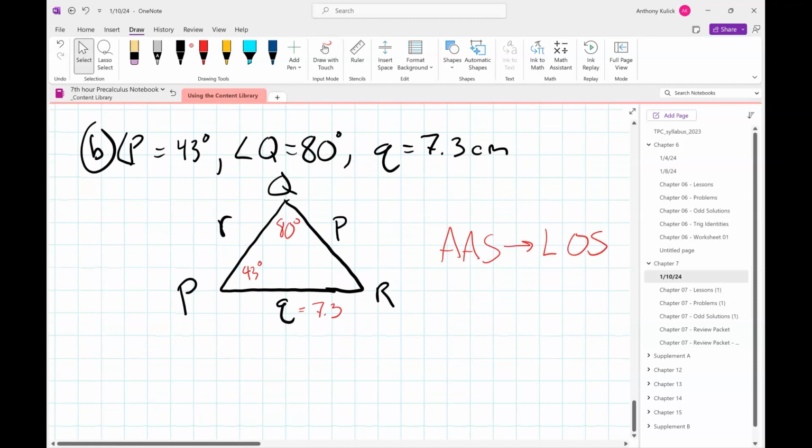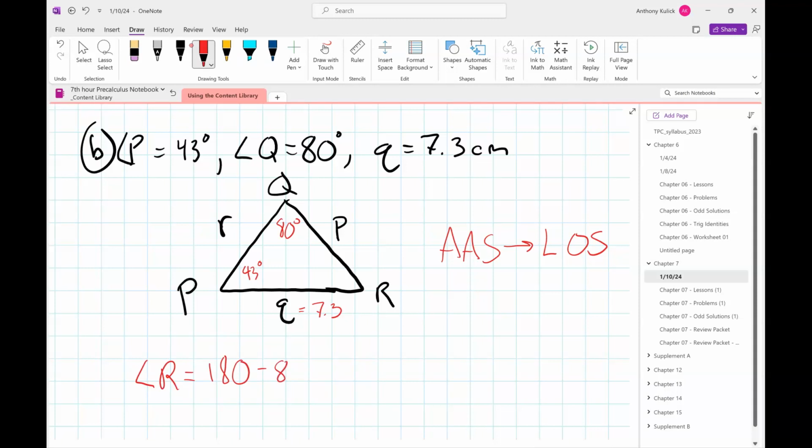And because I already have two angles given to me, what should I do first? If I already have two angles, as soon as I have two angles, what should I do? Find the third. How do I do that? Yeah. So 180 minus the other two.